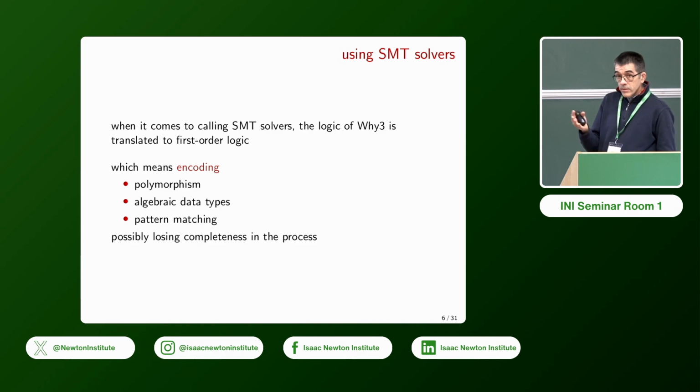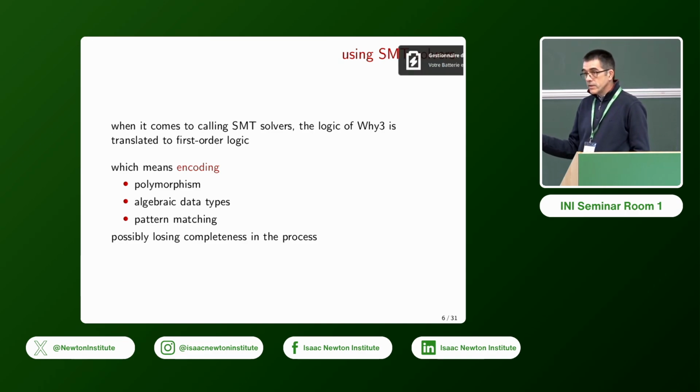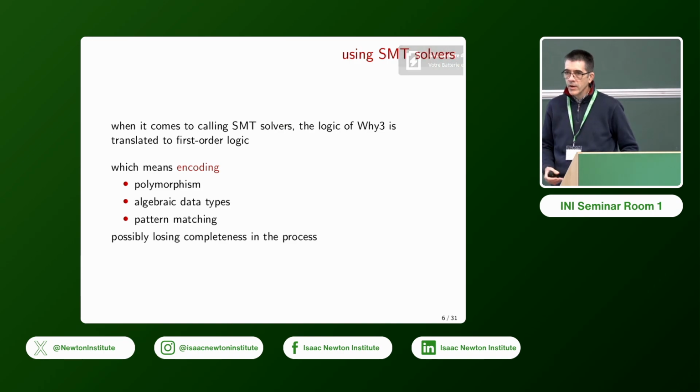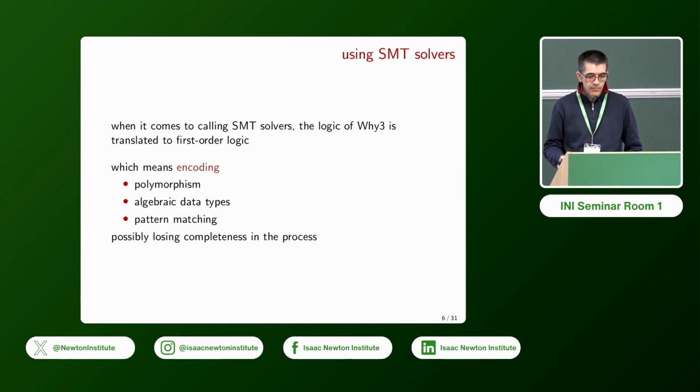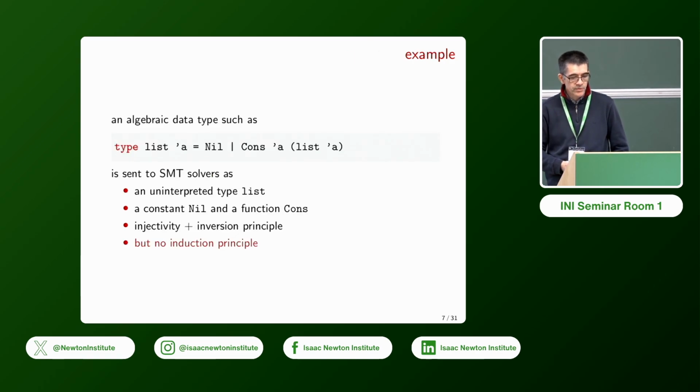Okay. So when it comes to using automated theorem provers and SMT solvers in particular, we have to translate this first-order logic with a lot of extensions of ours into SMT-LIB 2 logic, for instance. Which means that we have to encode things. We have to encode type polymorphism, we have to encode algebraic data types and pattern matching and so on, and also inductive predicates. And we are possibly losing completeness in the process. Okay, I will give 2 examples right now.